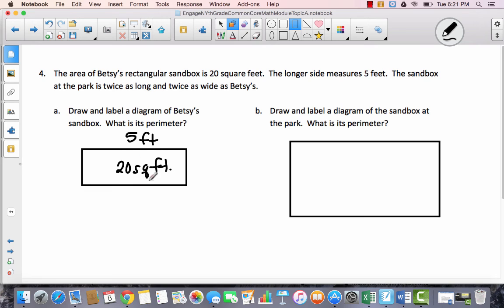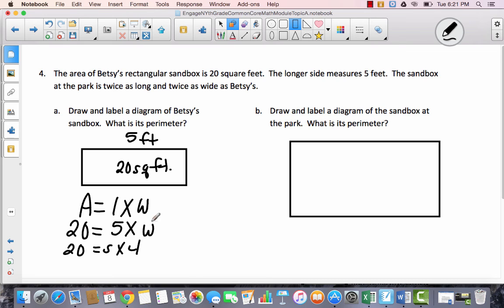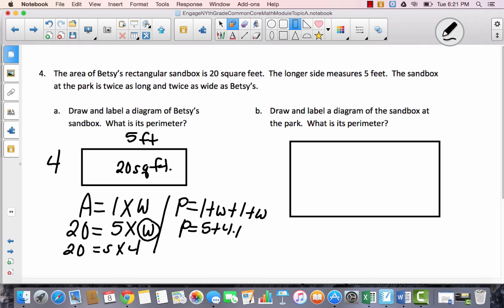So if the area here is 20, remember area equals length times width. So if the area is 20, and I know that one side is 5, and I'm trying to figure out W, I'm thinking to myself, 5 times what equals 20? Well, I know 5 times 4 equals 20. So W equals 4. So this would be 4. Now I can find the perimeter. Remember, perimeter equals length plus width plus length plus width. So the perimeter would be 5 plus 4 plus 5 plus 4. So this is basically 9 plus 9, which is 18 feet.